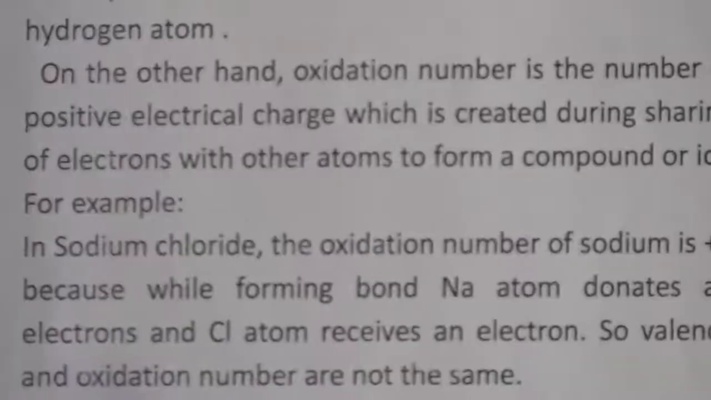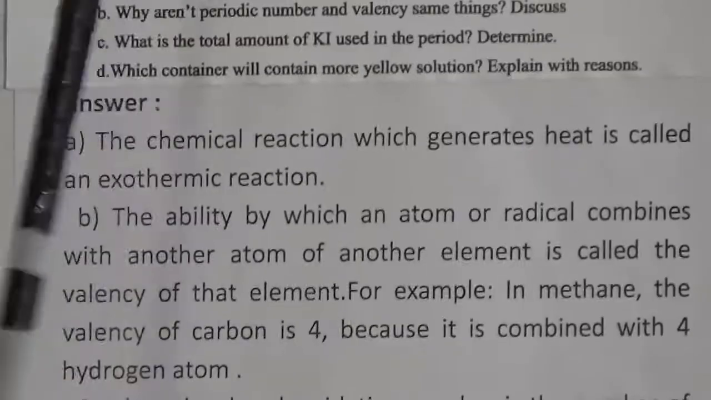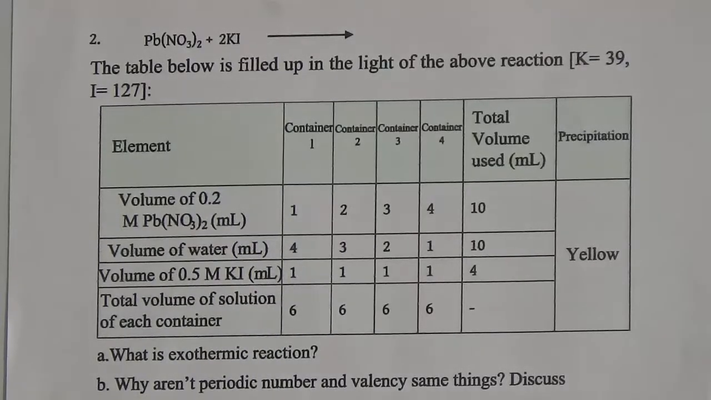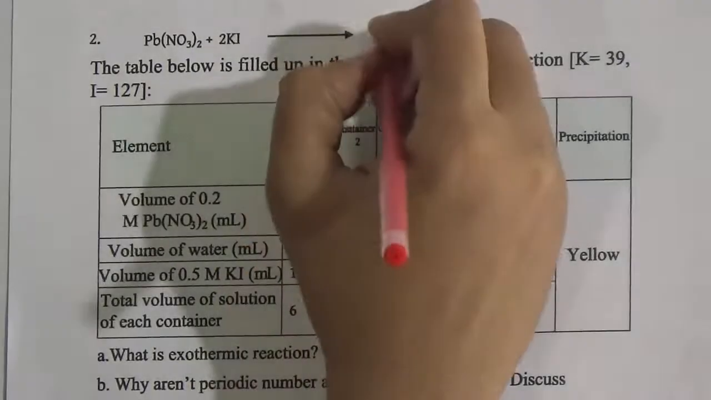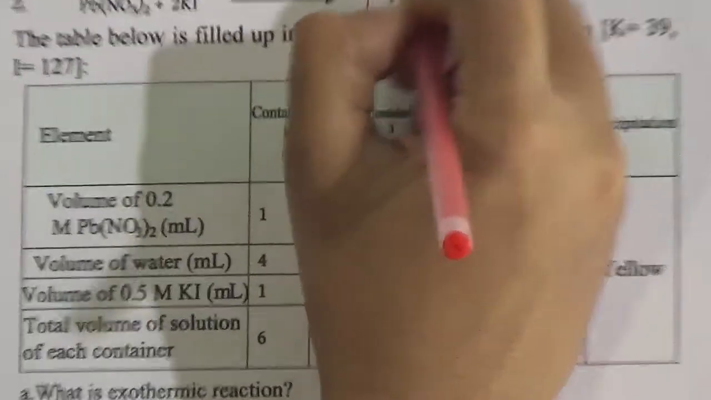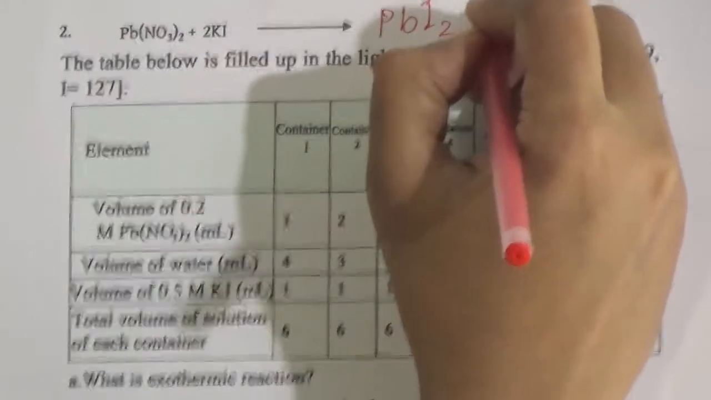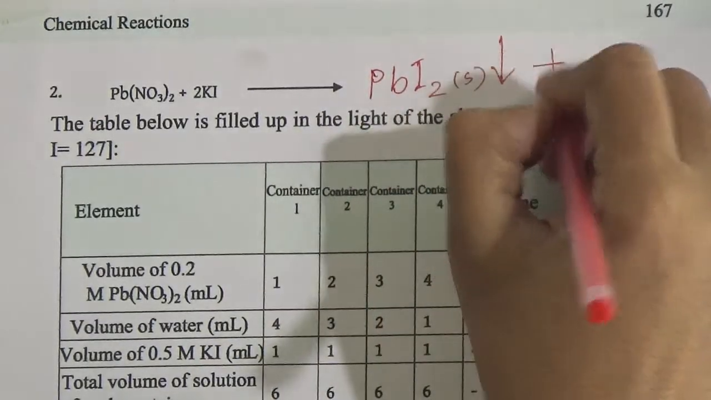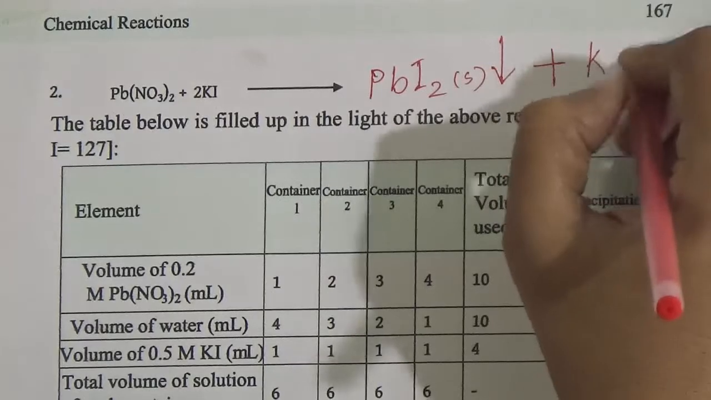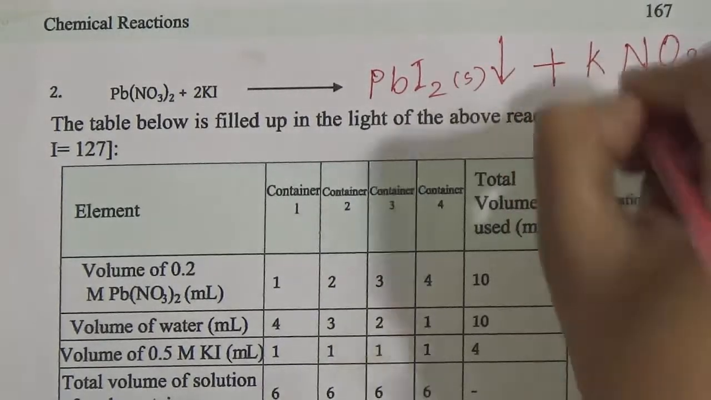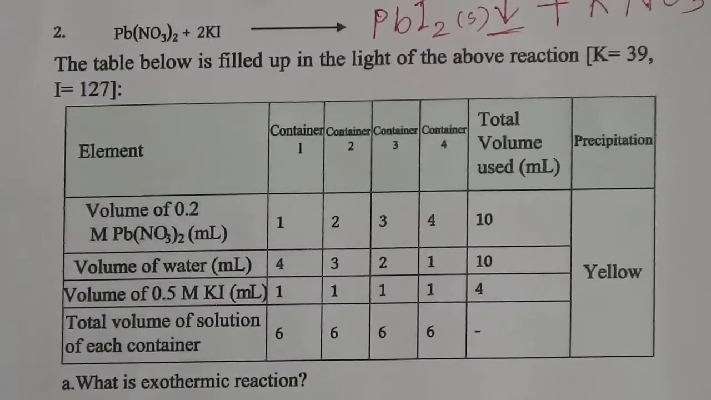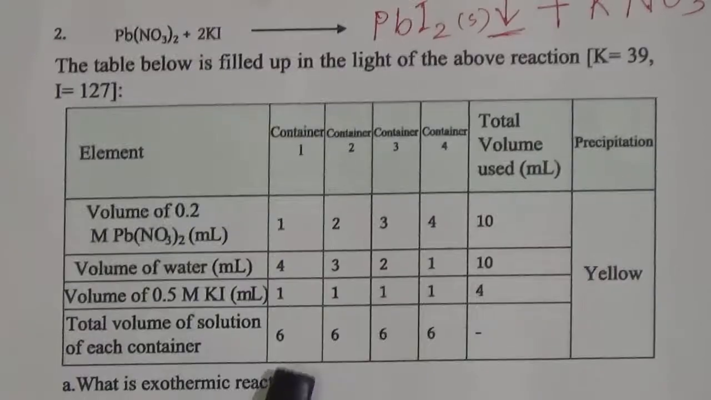Dear students, to complete this question you first have to understand this table. Here lead nitrate and potassium iodide react, and the equation is incomplete. The products will be lead iodide, which is a solid precipitate, and potassium nitrate. This arrow sign means it precipitates and accumulates at the bottom of the jar or container.